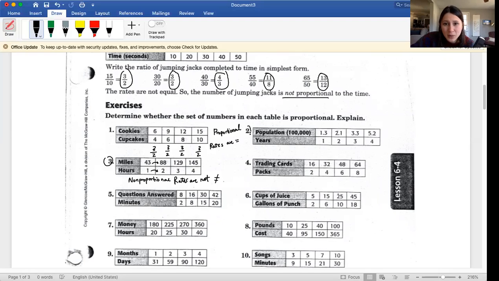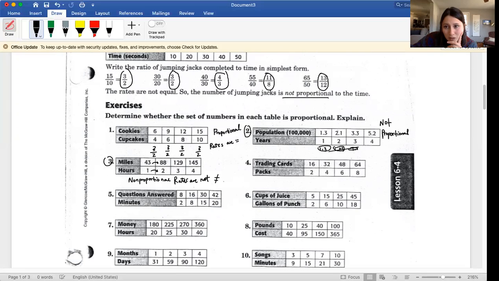So number 2, like we've got some decimals here, we can do 1.3 divided by 1, 2.1 divided by 2. And when I divide that, I get 1.05. 1.3 divided by 1 is 1.3, right? 3.3 divided by 3 is 1.1, I believe, right? So 1.1. And so all of these, I don't even have to go any further. All of these rates are different. They're not the same. And so we're going to say it is not proportional or non-proportional. You can say either one.